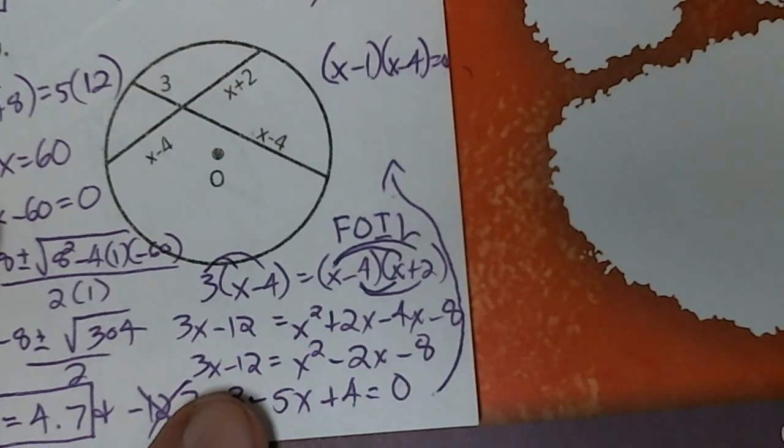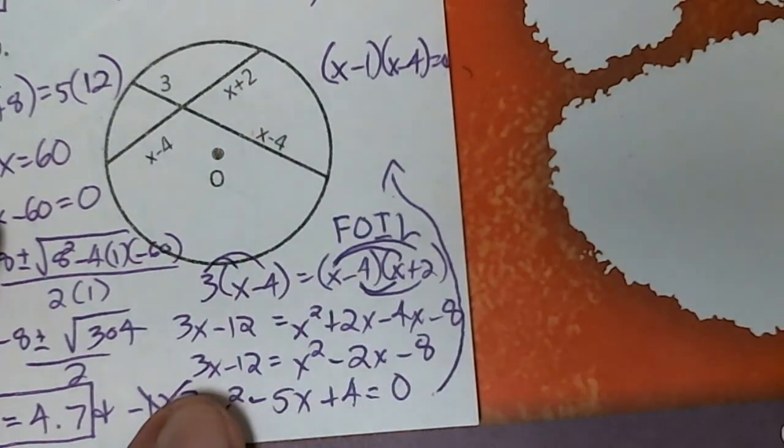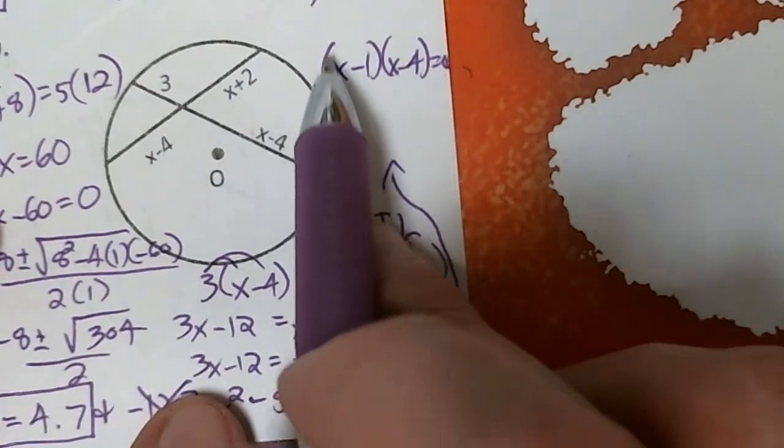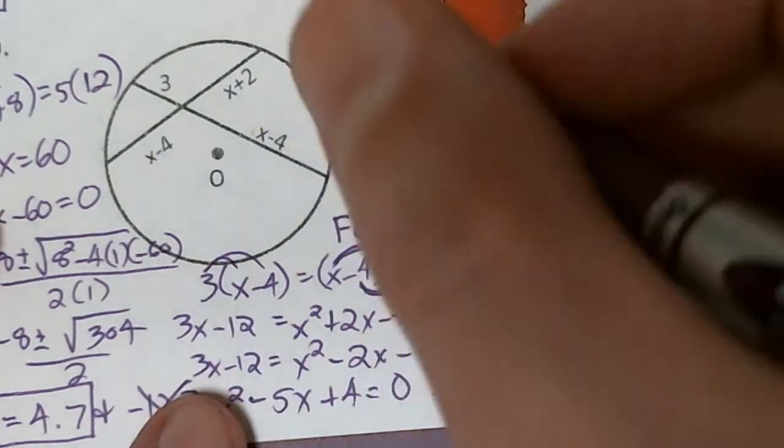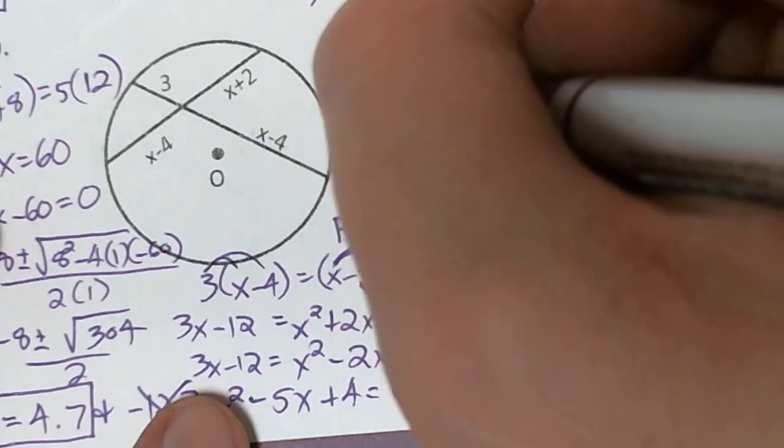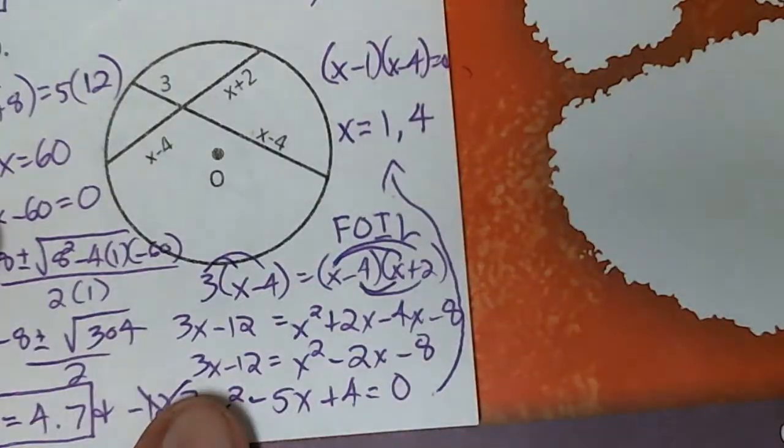Sorry, there's not a lot of room. All right, can I do flippy flip? Yes, I can, because there's an understood 1 in front of the x. So if I flip both signs, I get x is equal to 1 and 4.